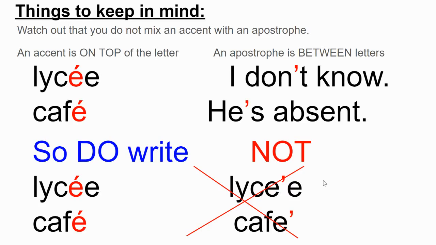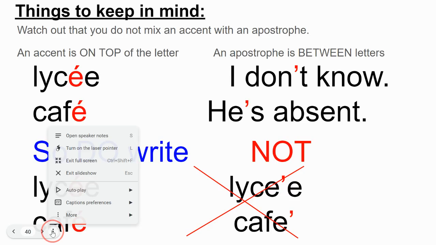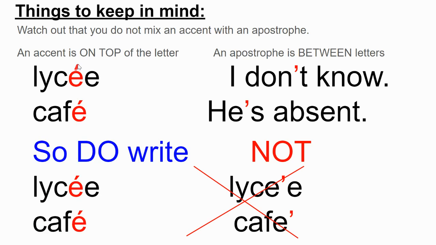Right, keeping in mind when you write or when you type, the accent aigu is not an apostrophe. This is not the same thing at all. It goes on the top center of the letter. Okay, an apostrophe replaces a missing letter. It goes between the letters. So be careful to do it like this, not like this, especially when you write by hand.